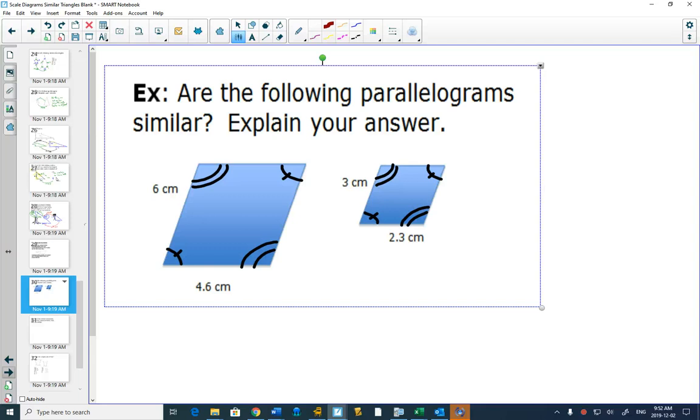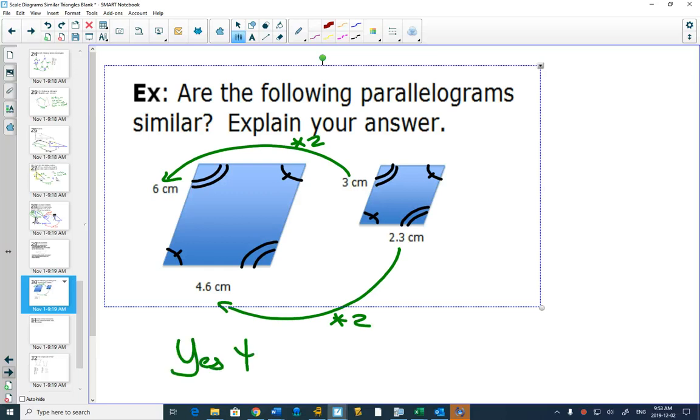Now let's check if the sides are proportional. I like to go from the small one to the big one. What would I have to multiply by to get from 3 to 6? I'd have to multiply by 2. Does that also work here? Yes. So we can say on this one that yes, these are similar.